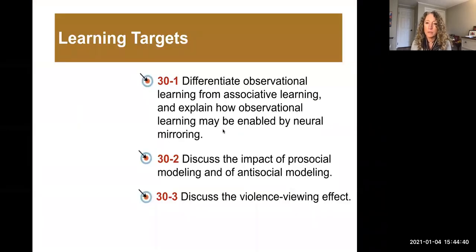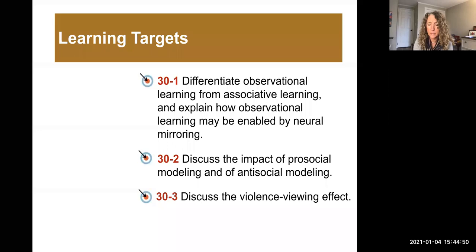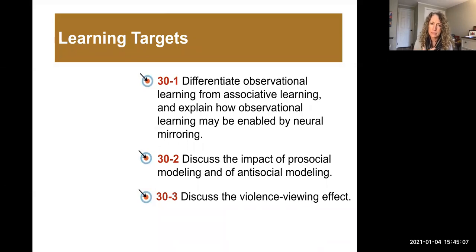We're going to look at what is observational learning and how it's different from associative learning. We are going to understand the mirroring effect and the actual mirror neurons that are located in our brain. We're going to talk about the impacts of what we see modeled, pro-social modeling and antisocial modeling. And then we are going to talk a little bit about the whole discussion of violence that we see in the media and on television and things like that.